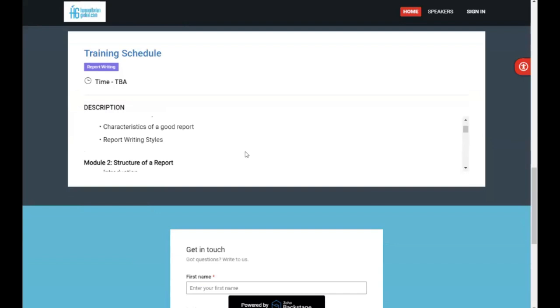And then the second module is about the structure of a report. I know most of us are quite familiar with this, but now we're going to look into the structure that you need to be working with. So we talk about the introduction, the main body, the conclusion, the recommendation, the executive summary, the table of contents. This puts into perspective how you go about coming up with this structure, and what goes where.